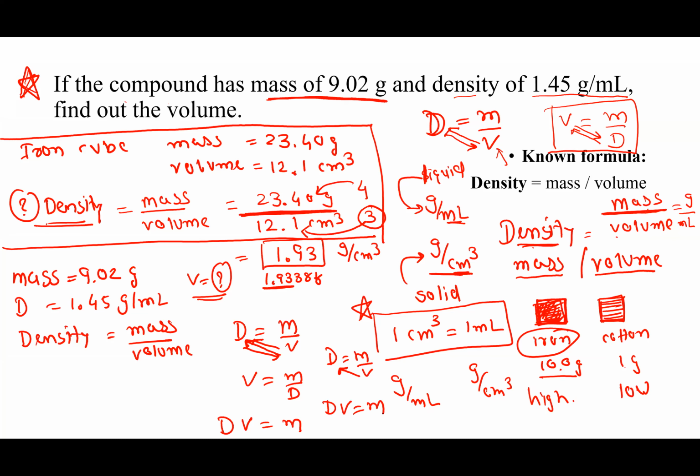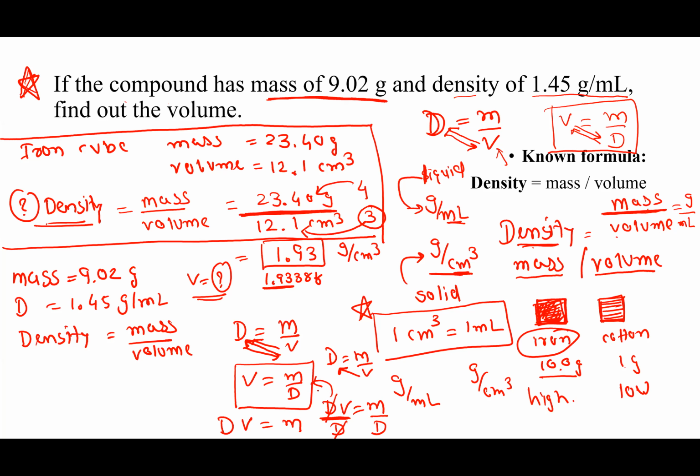Once you simplify the formula, you just need to rearrange it. In this case, we need to find V, so we want to isolate V. To isolate V, we are going to divide by D on both sides of the equation. This D cancels out, so finally we get this formula. Do you guys understand this part?